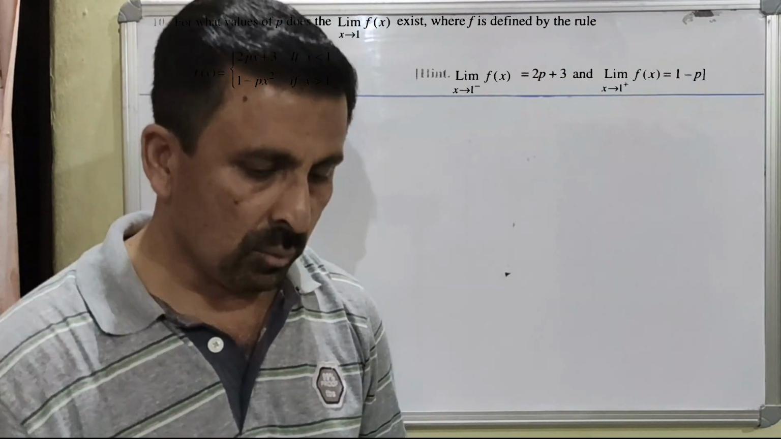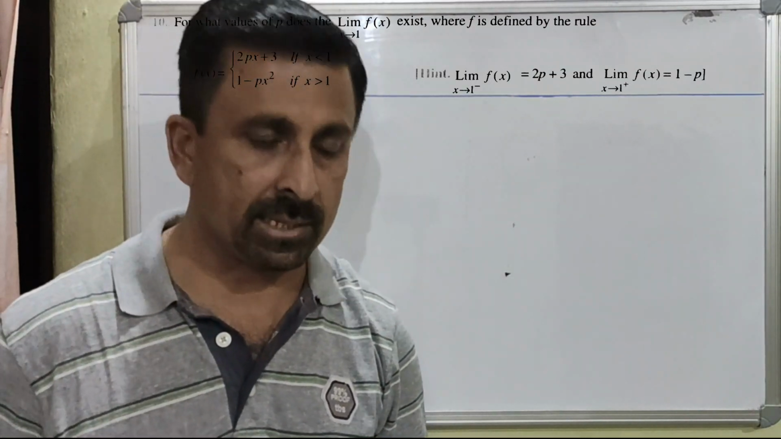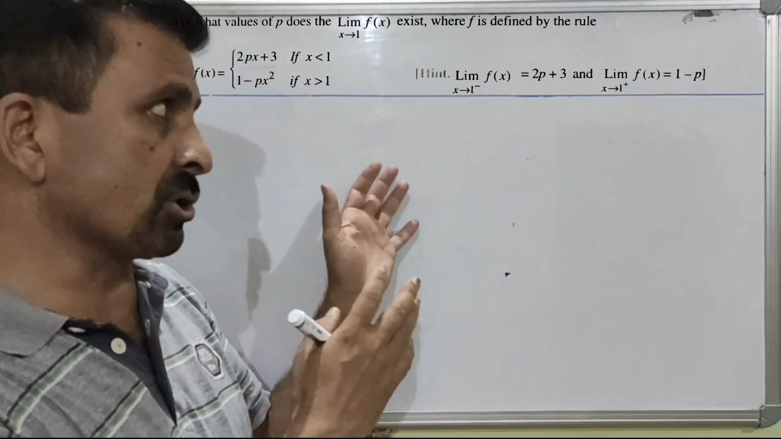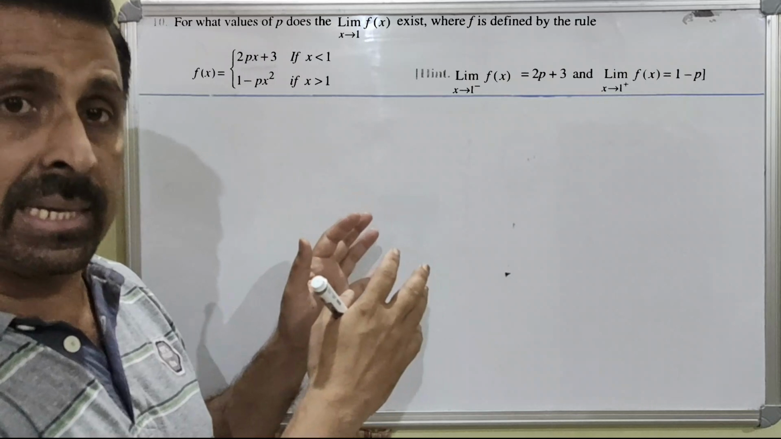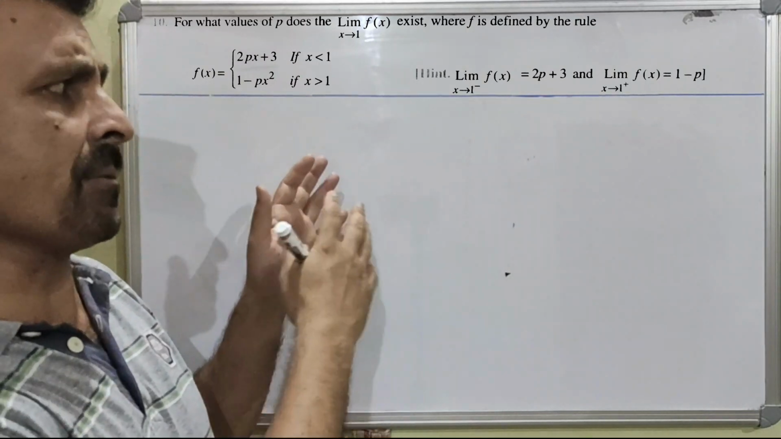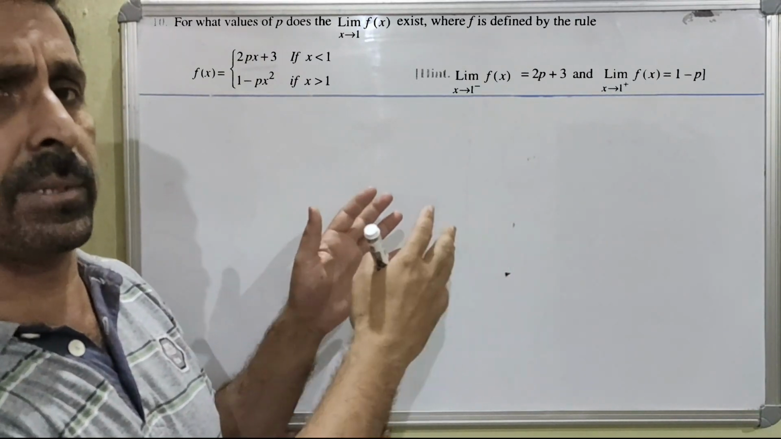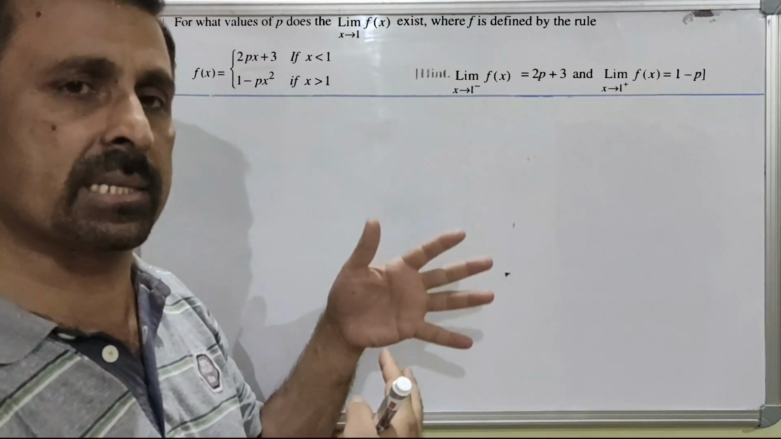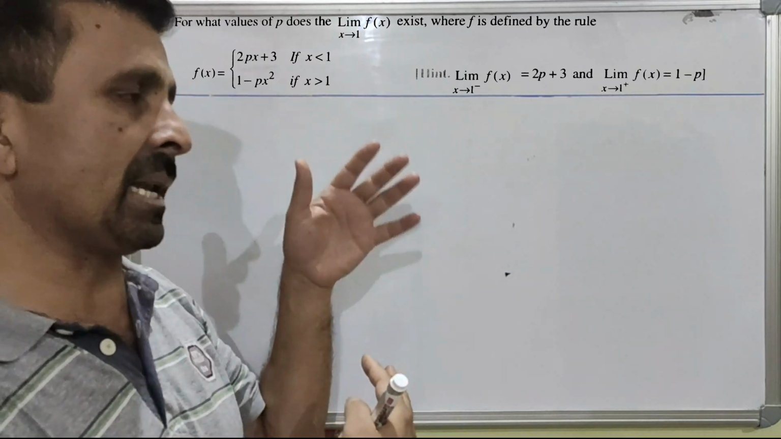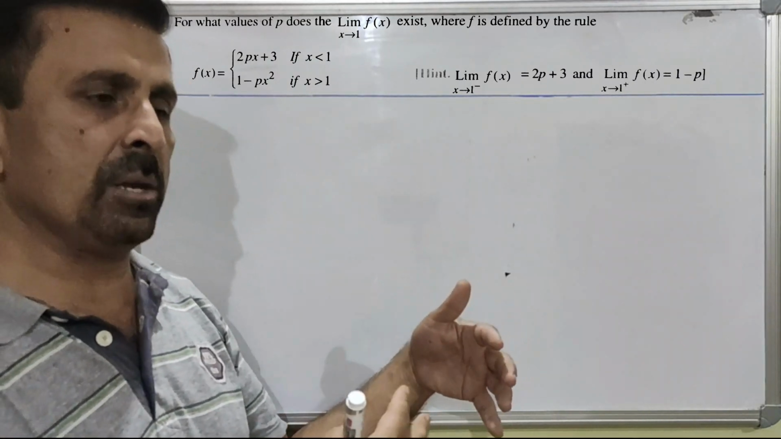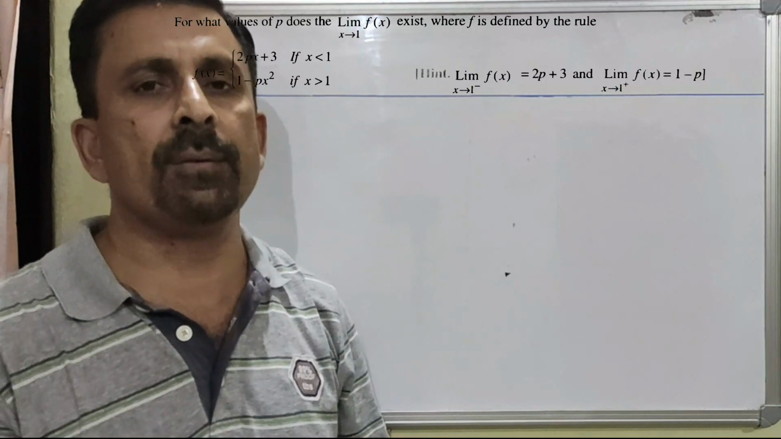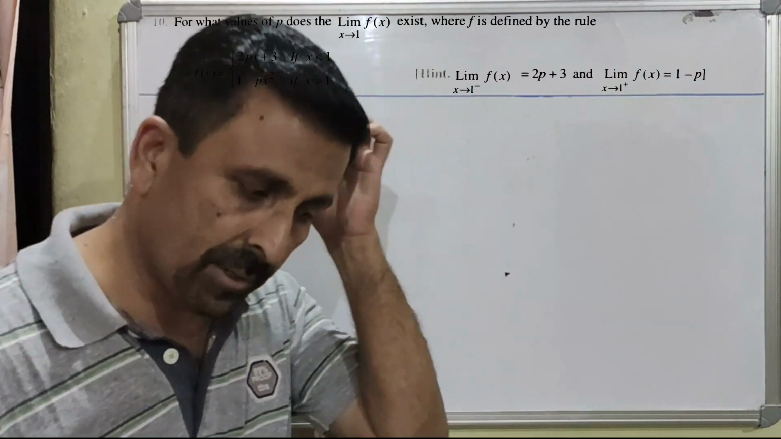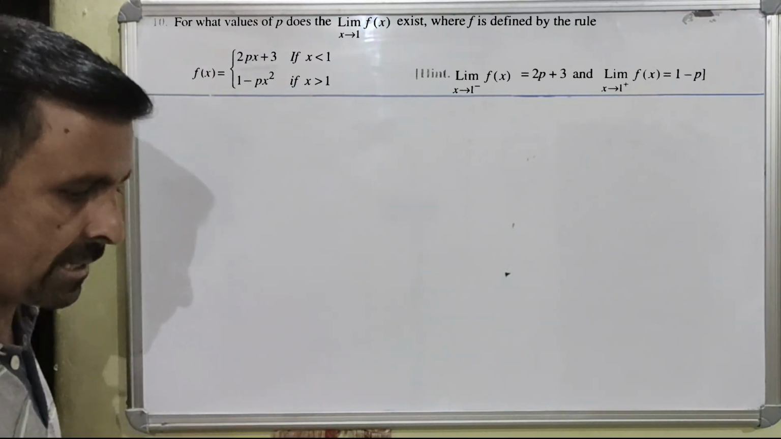Is it okay? So we will start. First of all, we will calculate the two limits, and because the question says that the limit exists, whatever values of left hand limit and right hand limit come will be equated. So we will take the left hand limit equal to the right hand limit, and by equating them we will be able to finally calculate the value of p. So I will show you the process. First of all, let me write the function.